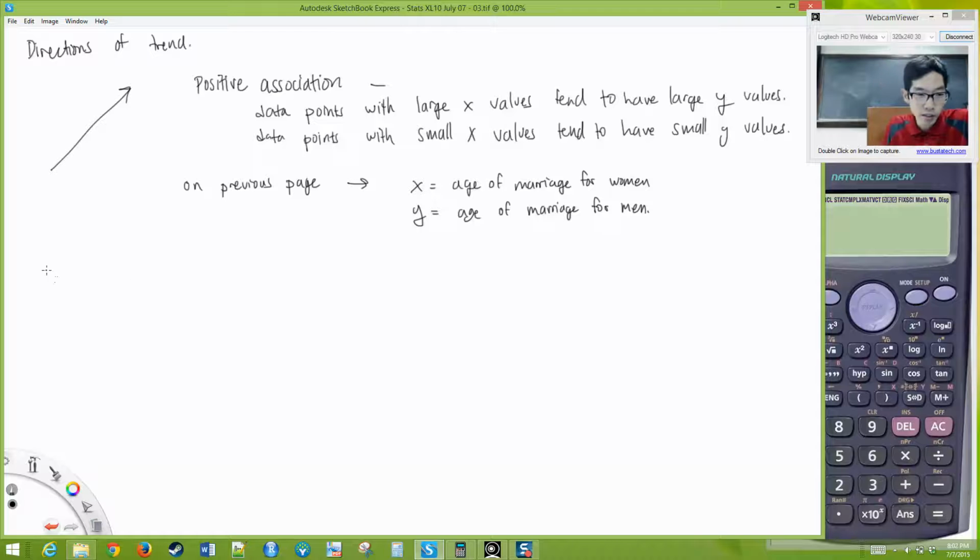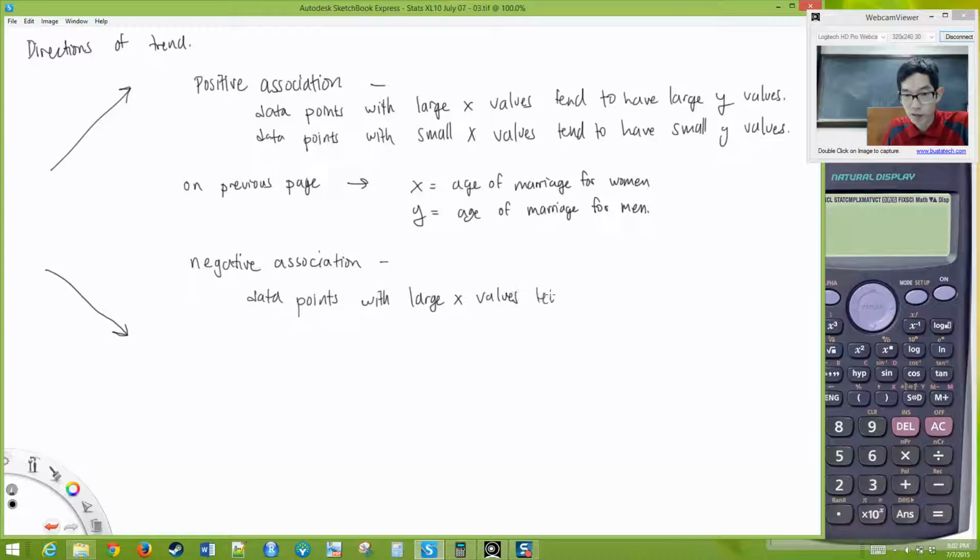All right, so if the dots go like this, this would be known as what? Negative association, right? We know our opposites. Okay. And so with negative association, data points with large x values tend to have what? Small y values.